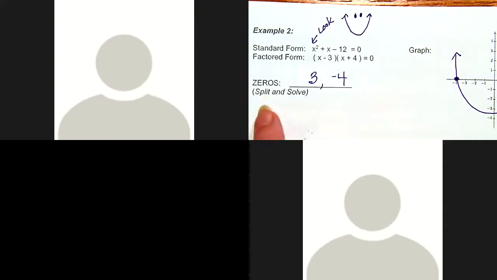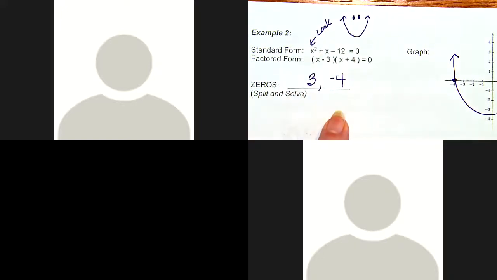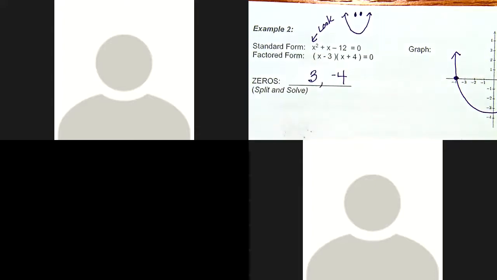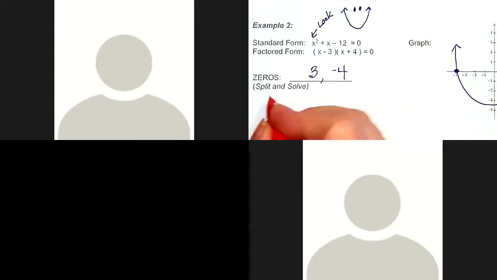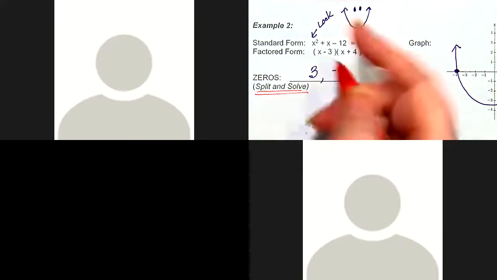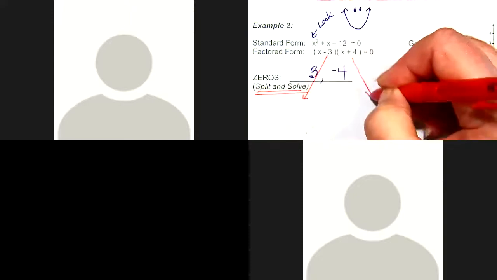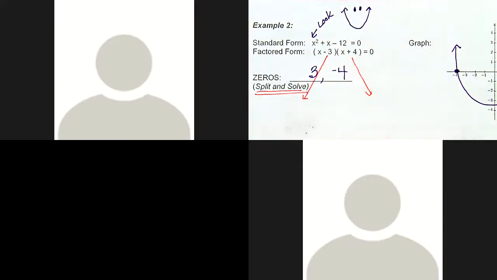But what I want to do is go ahead and use the split, and really you're finished. But I'm going to use the split and solve to just prove that these are the answers and to check that they are. So if we're going to go ahead and practice this because we've only done it once, let's practice the split and solve. So I'm going to take this part and this part and break them apart.